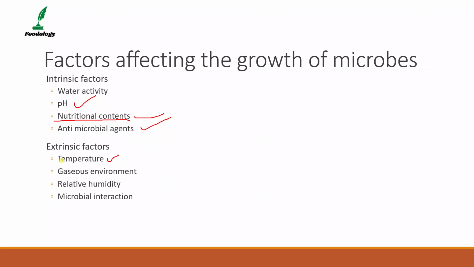Like you have prepared curry this morning and you store it outside. You did not keep it in the fridge. Your curry might get spoiled by the end of the day. All right. So what you do, you tend to keep it in the refrigerator so that the temperature is controlled. The growth of microorganisms could be prevented.